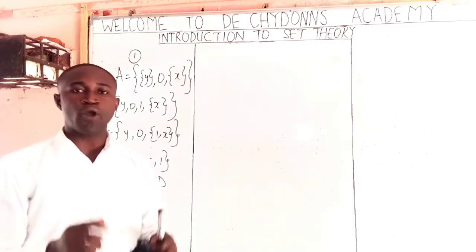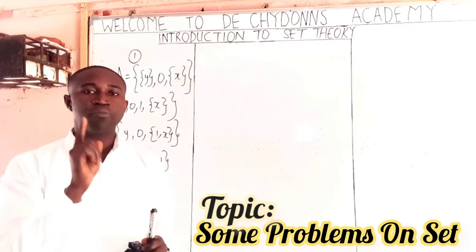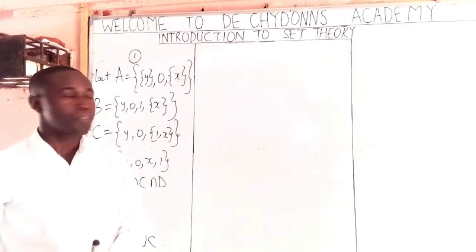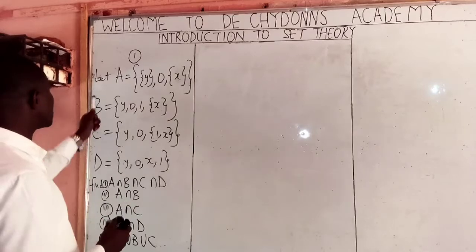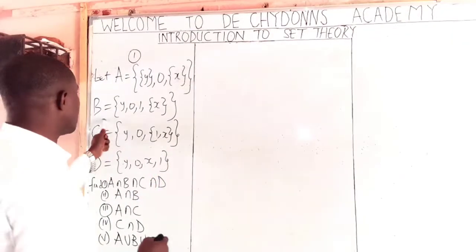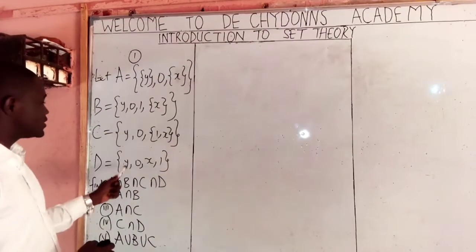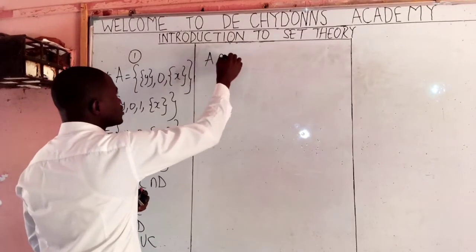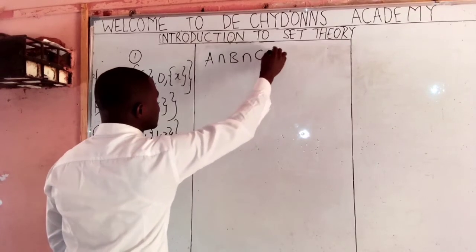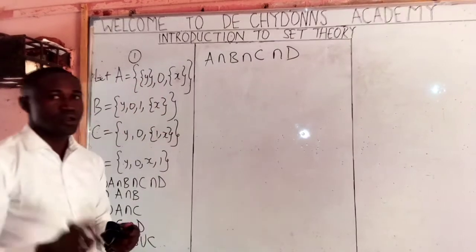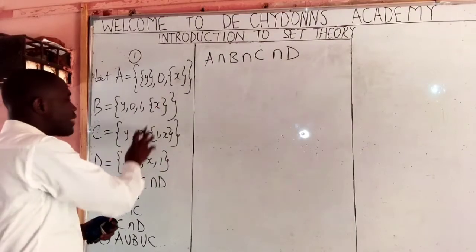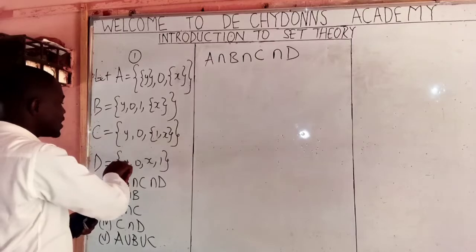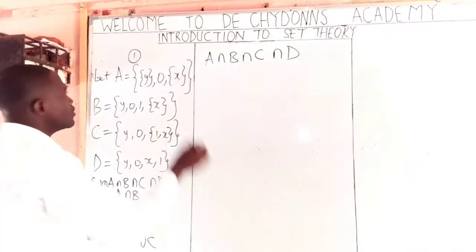To see some problems from sets. One of the problems we want to see is written on the board. We are given set A to be this, set B, set C, set D, and we are asked to get A intersection B intersection C intersection D. For you to solve this type of question, be very careful with the ways these sets are being written.